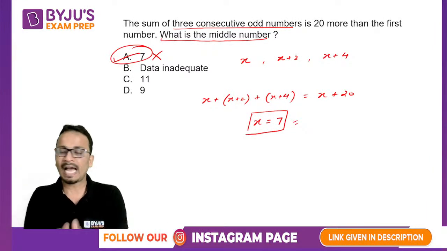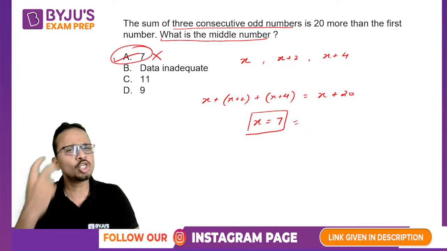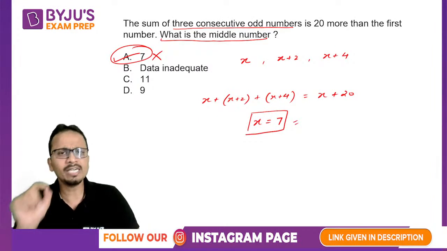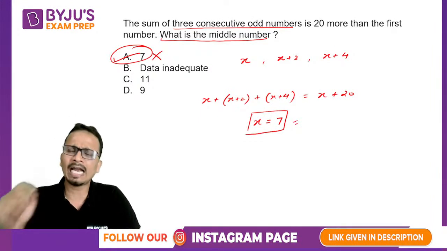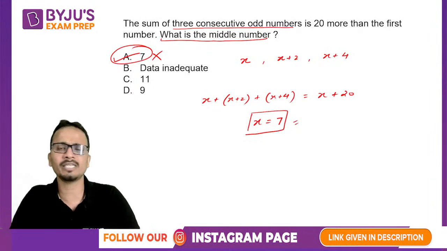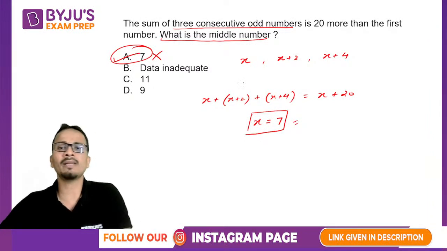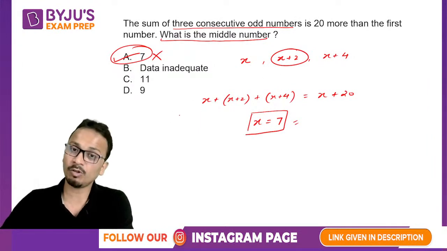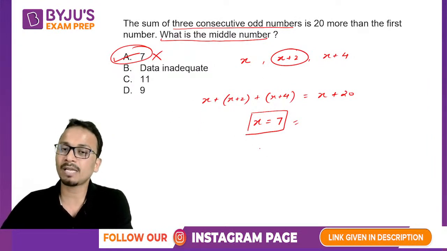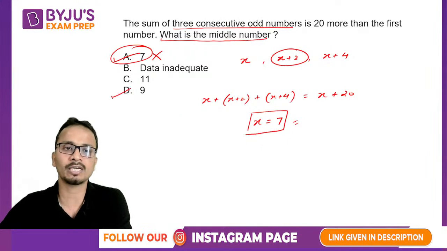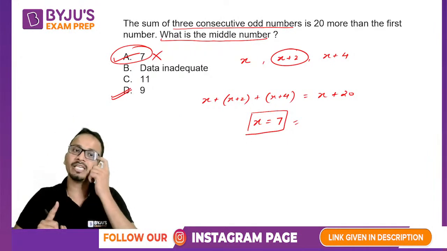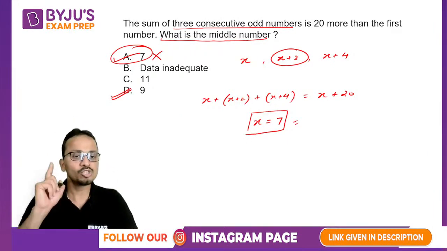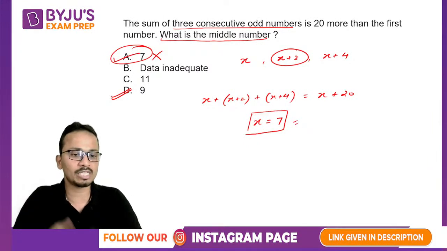So as soon as you are done with the solution, it will take 2 more seconds to read the last line of the question and determine what is being asked in the question. So they are asking about the middle number. The middle number is x plus 2, so that will be the answer. So x plus 2, that is 7 plus 2. The correct answer will be option D, that is 9. Okay, so you can save yourself from such mistakes.